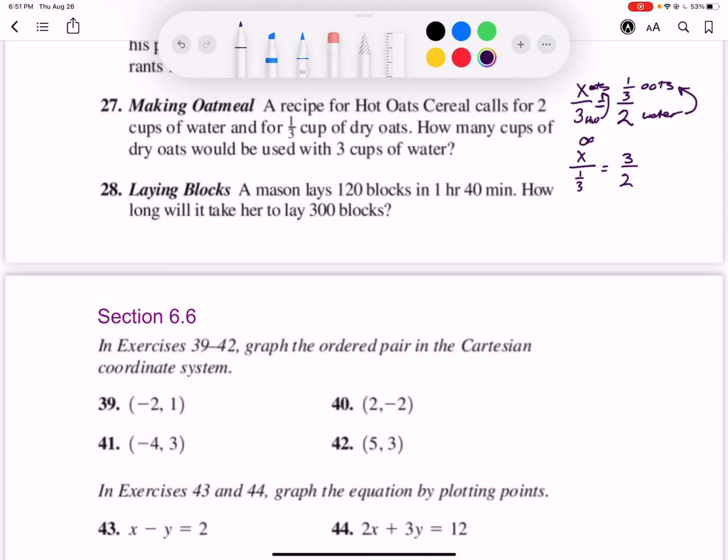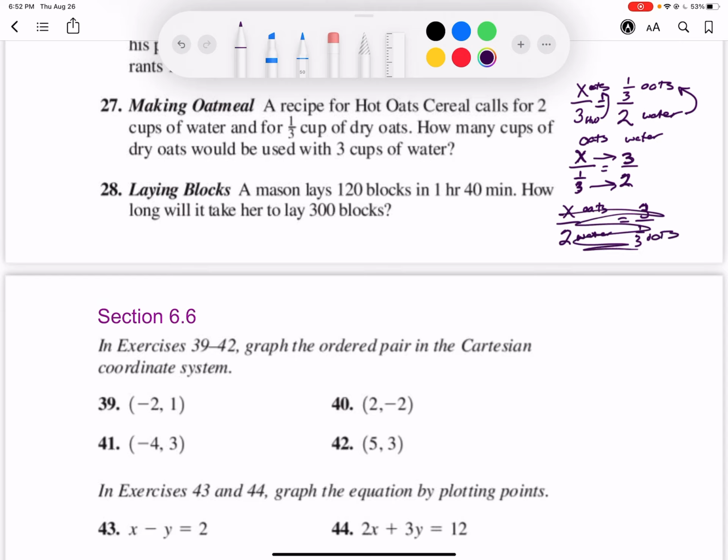So this side is the oats, and this side is the water, and these are proportionate. So you've got 3 cups of water to X amount of oats, and 2 cups of water to 1/3 oats. What you don't want to do is crisscross it like this. So you've got your 2 cups of water and an unknown amount of oats equals 3 1/3. You don't want to crisscross it like this.